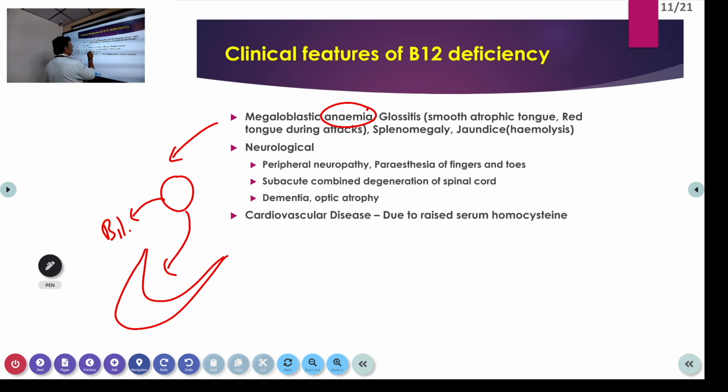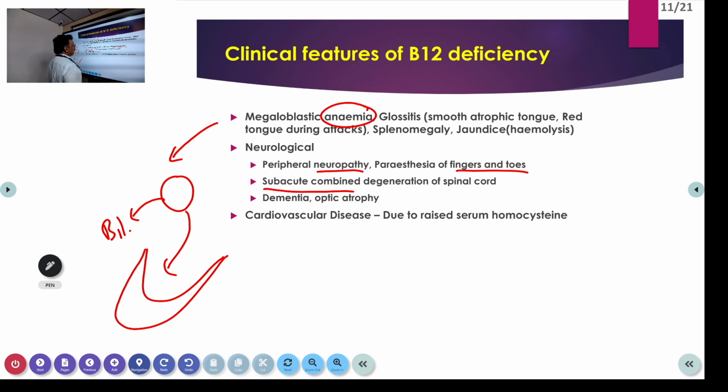Neurologically, peripheral neuropathy is a classical finding. Paresthesia of fingers and toes, because this neuropathy affects mainly large fibers or lengthier fibers, and that starts from the distalmost part of the toes, then it ascends up, and sometimes it can affect your fingers also.